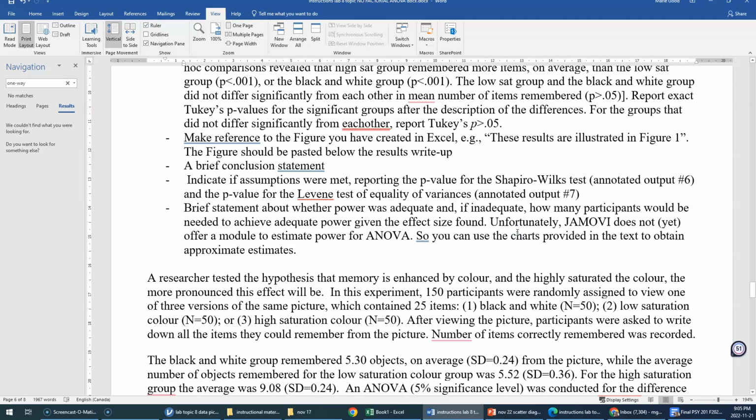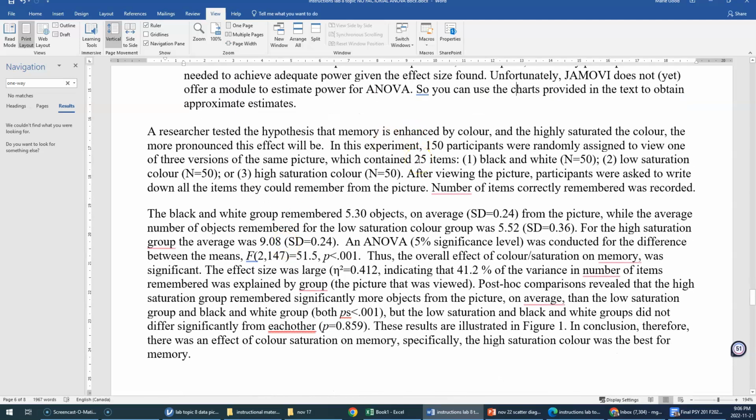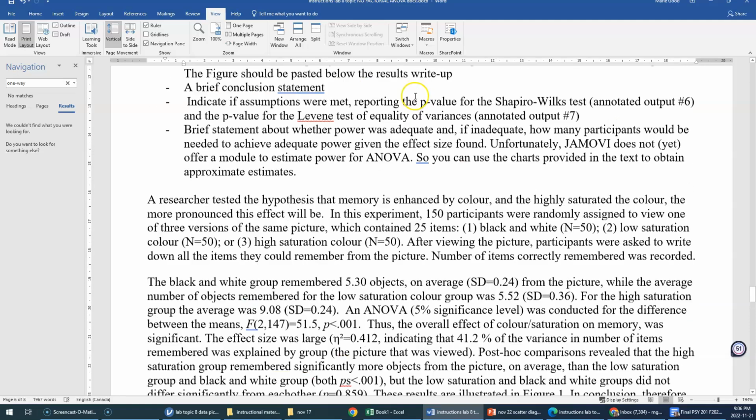Jamovi unfortunately doesn't offer a module to estimate power for ANOVA like it did for the t-tests, so that's unfortunate. But so you're going to have to use the power tables given in the textbook. And I also pasted them into the handout that we walked through together doing the 5 steps for ANOVA in lecture.